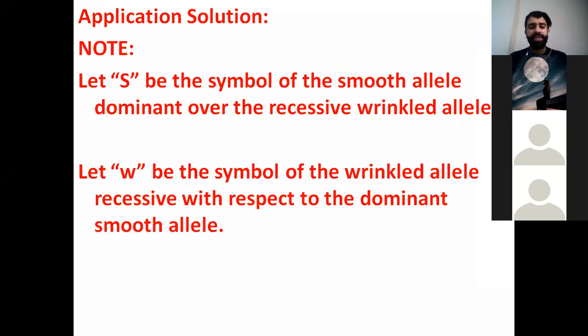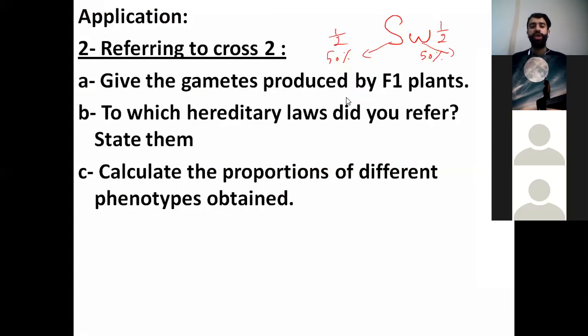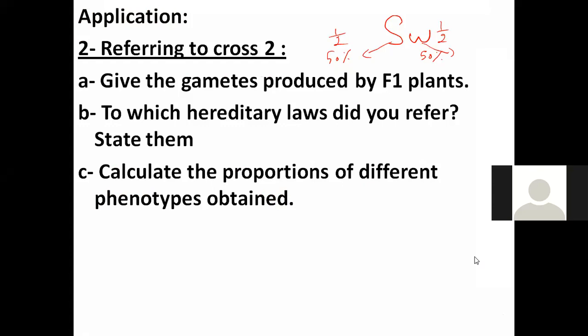Moving now to cross 2. What do they want in cross 2? In cross 2, they want you to give the gametes produced by the F1 plant. F1 plant, Jad, the genotype is what?